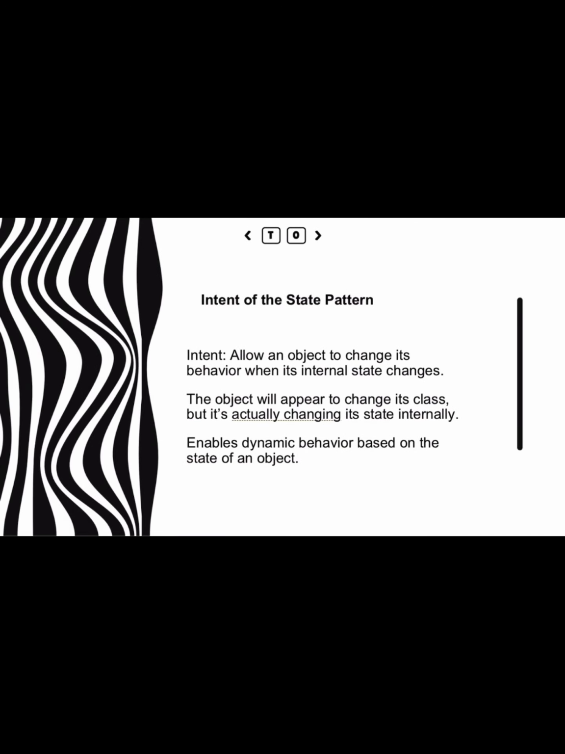Intent of the state pattern. The main idea behind this pattern is simple. An object should change its behavior when its internal state changes. From the outside, it may look like the object is changing class, but in reality, it is just switching its internal states. Instead of hard-coding behavior in a single class, we delegate behavior to state objects, making things clearer and easier to manage.